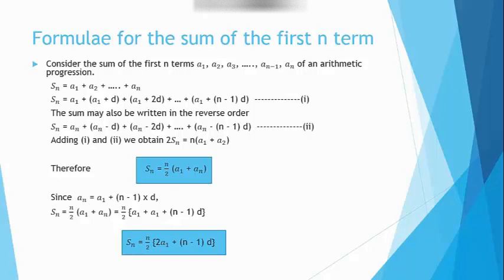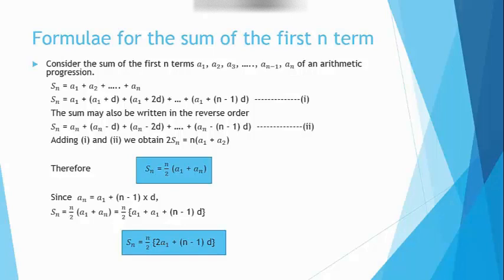And we know that an equals a1 plus (n−1) times d, which is the formula for the nth term of an arithmetic progression. By substituting that formula for each of these terms, a2, a3 up to an, we get the first equation, which is Sn equals a1 plus (a1 plus d), by substituting the second term, plus (a1 plus 2d) and so on, up to a1 plus (n−1) times d. So that is the first equation.